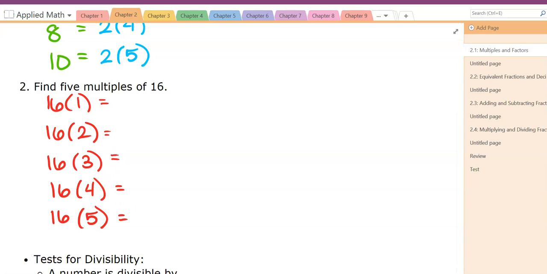So what's 16 times 1? Times 2? Next one? You can either multiply or just add 16 to the number that we just wrote down. Whatever's easiest for you. Next would be what? And last? 80. Good.